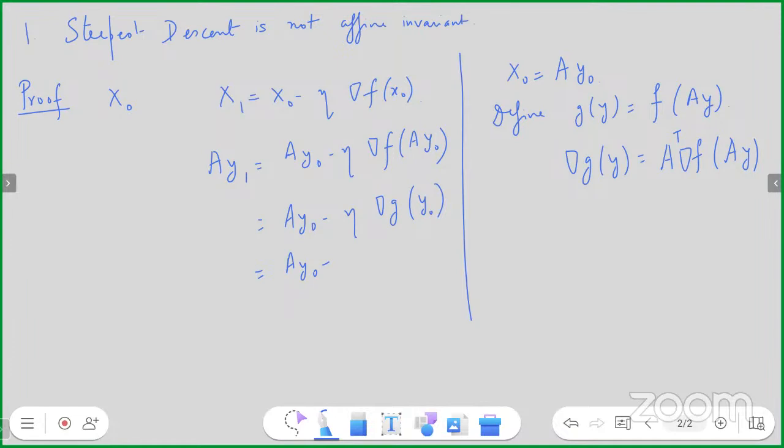So, suppose I write directly, check this: A transpose del f of x0. Is that correct? Why is there an extra? Check if that's correct or not. No, that's not correct. Okay, so what should I remove?